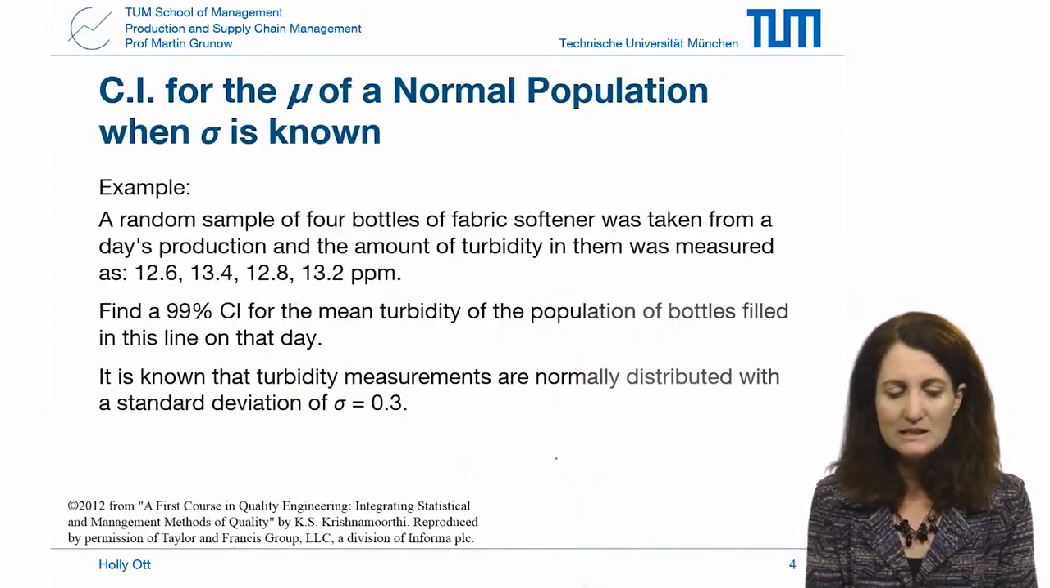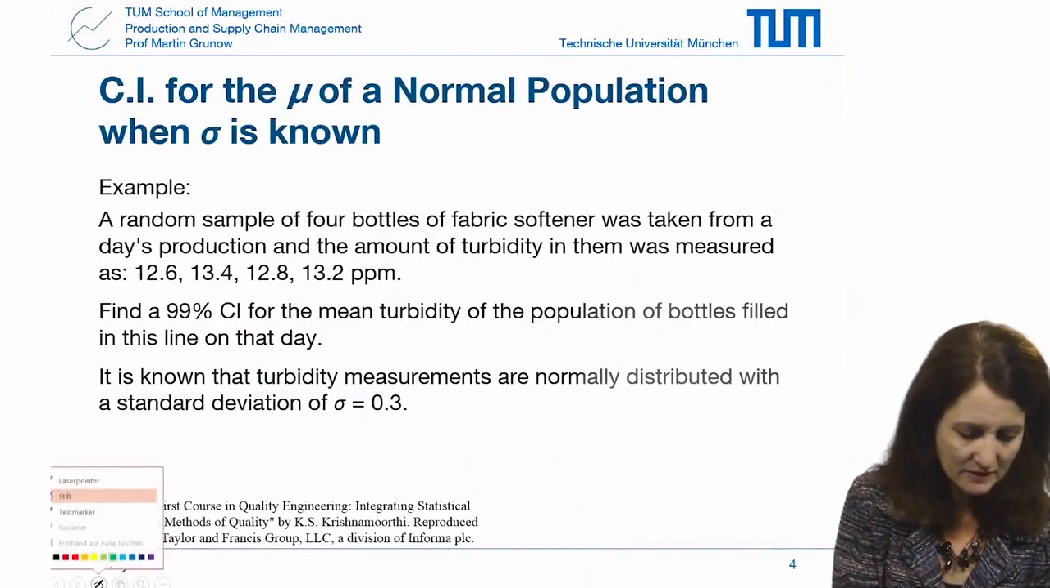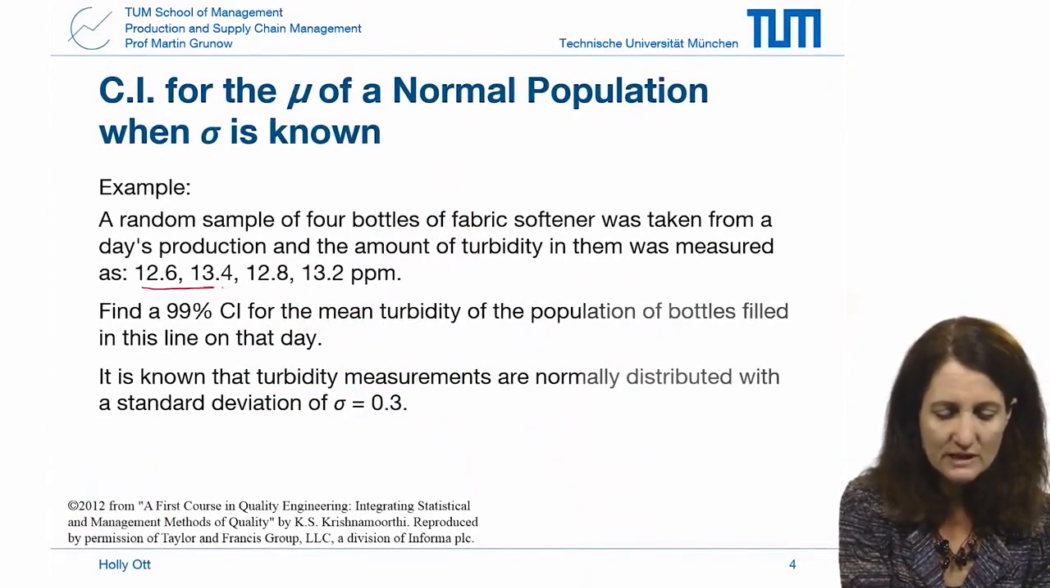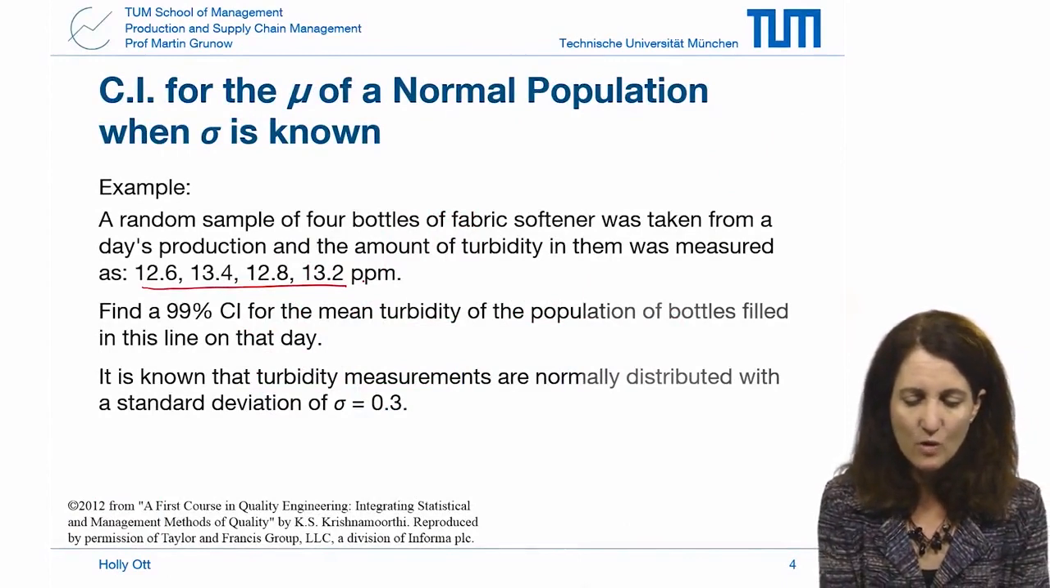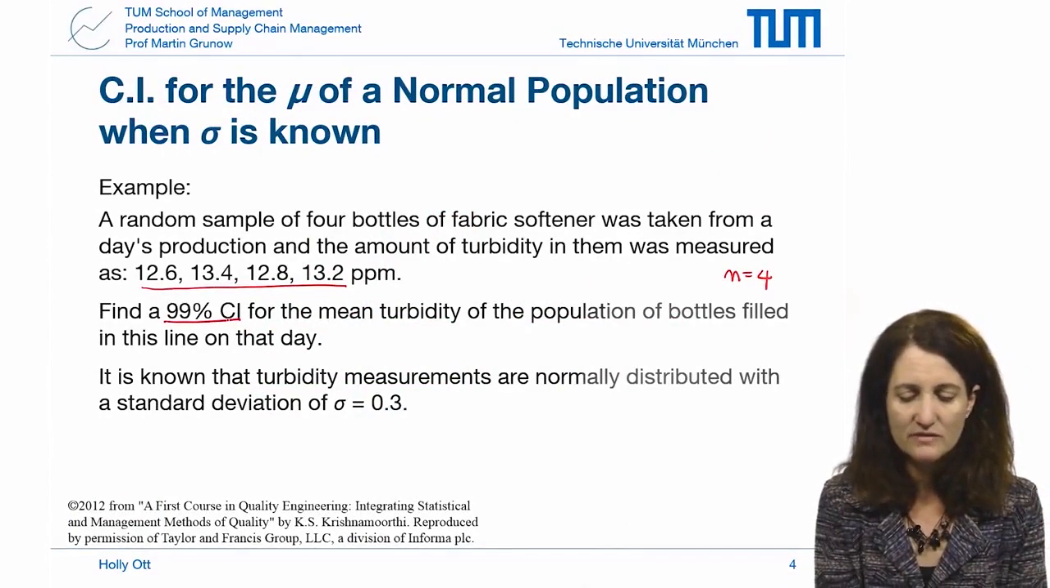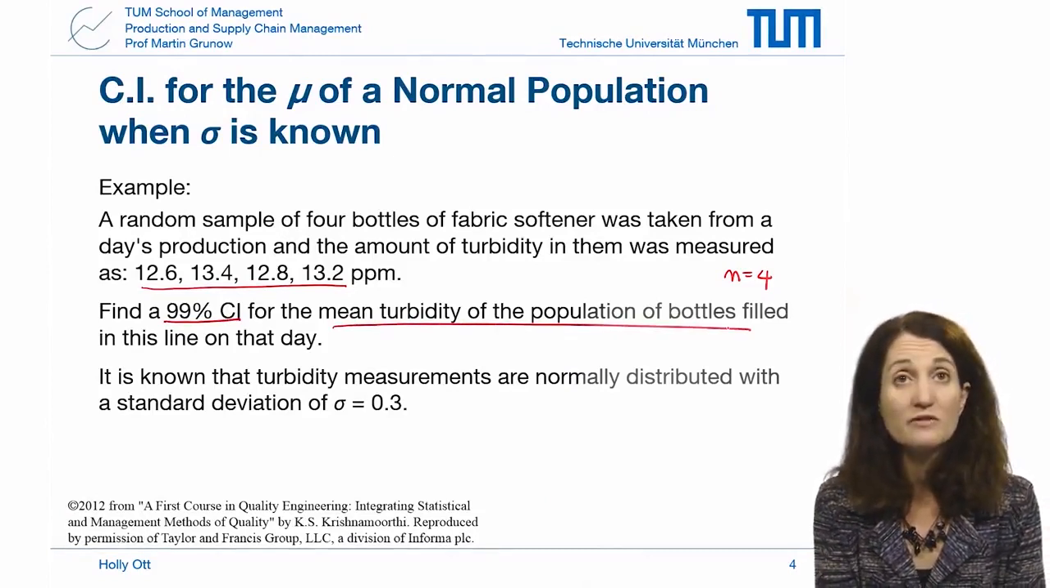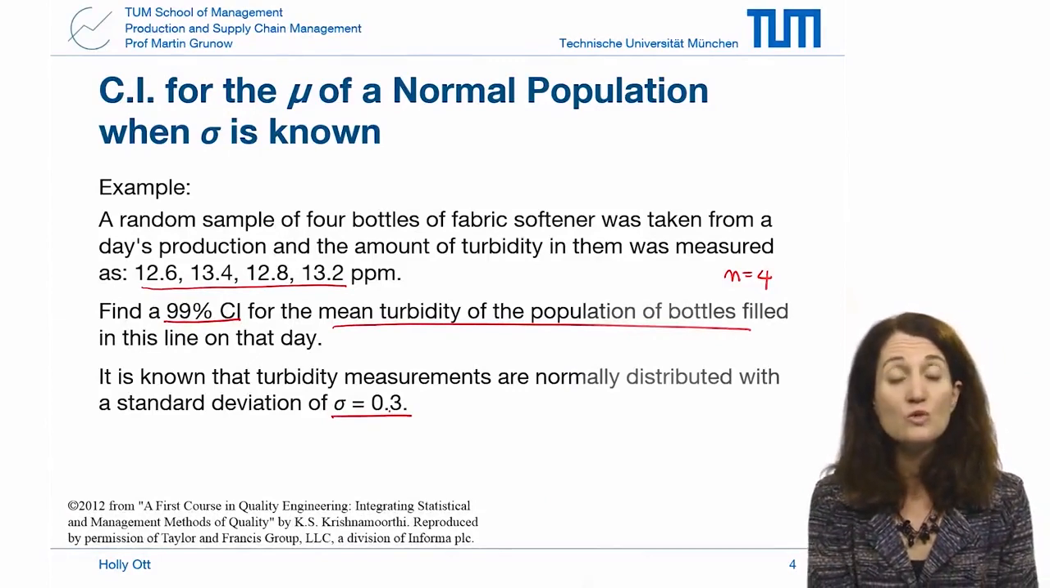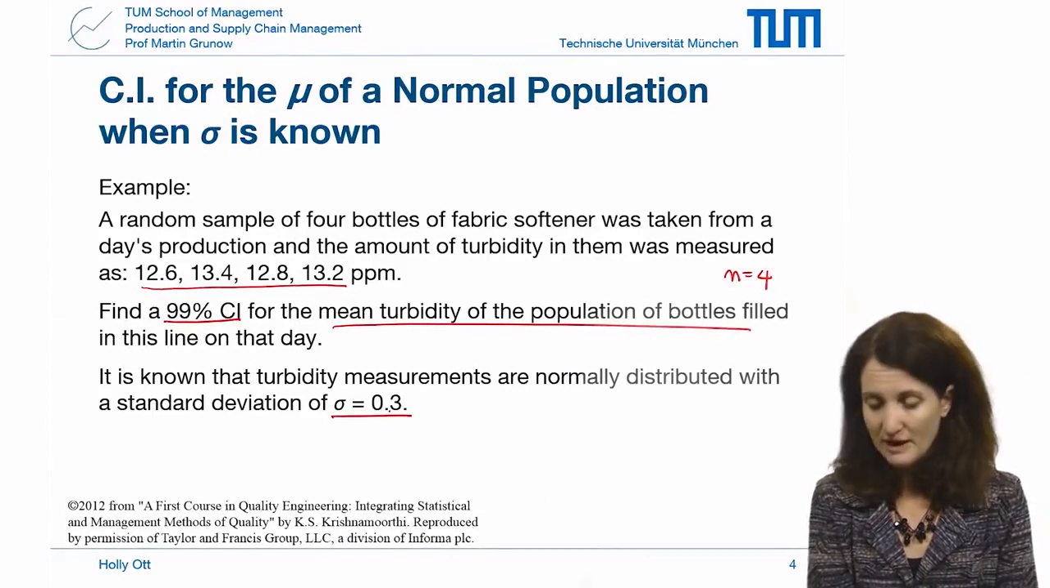And then we did the example. We have the example here where we had turbidity measurements. So we had n equals 4. And we wanted a 99% confidence interval for the mean turbidity of the population of bottles filled on the line. And we knew we had a standard deviation of 3.